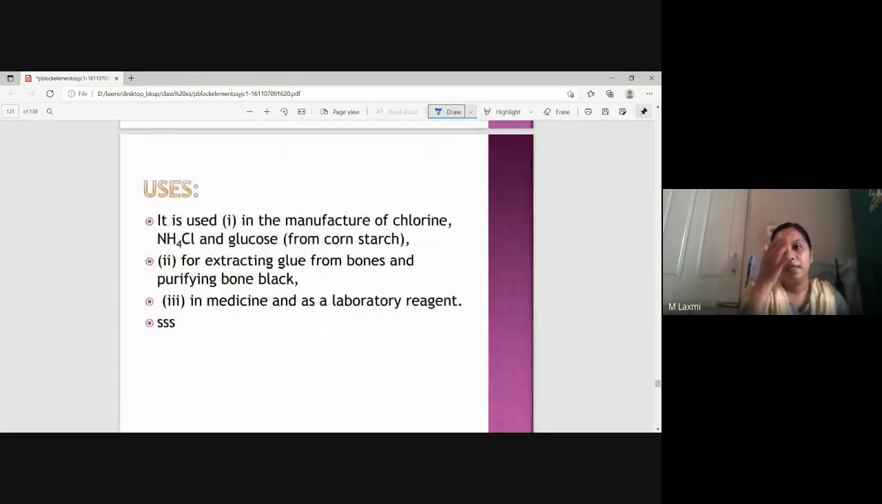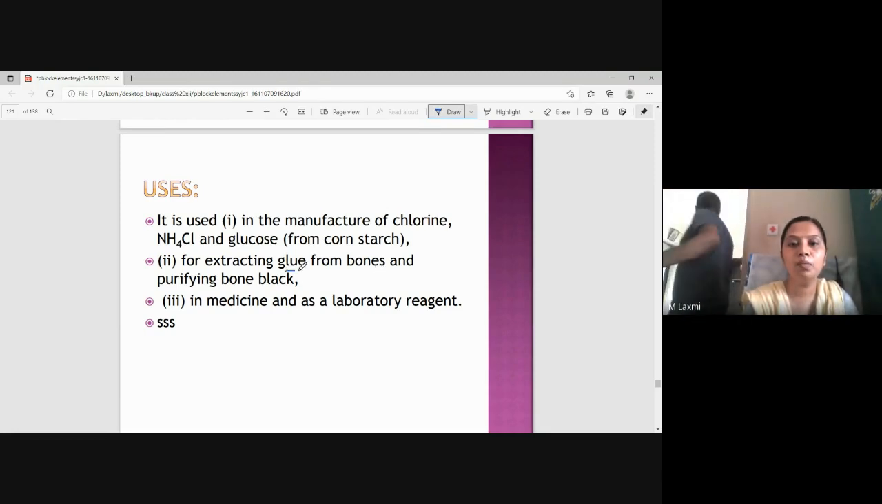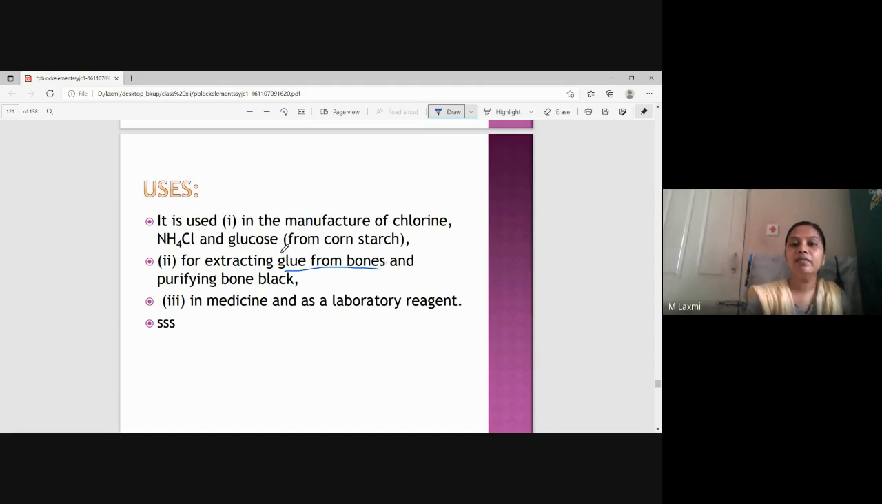What is the use? It is used in the manufacture of chlorine, and used to manufacture ammonium chloride and glucose. It can extract glue from bones. So what is this glue from bones? The connective tissue collagen can be isolated using HCl. What is the main use of that collagen? It helps to decolorize the colored agent present in liquid.